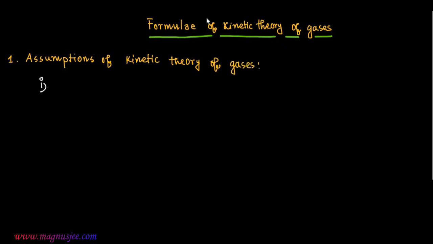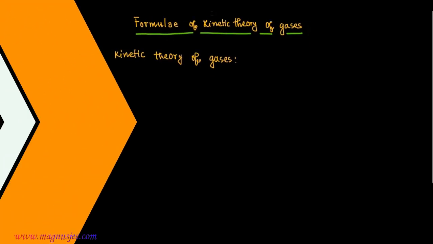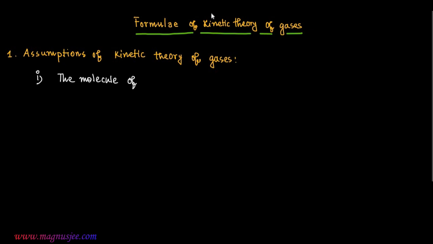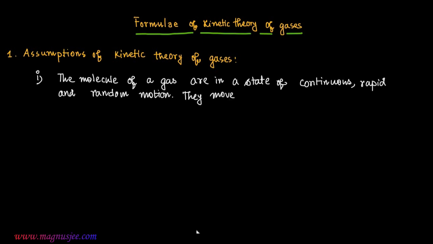Number one assumption is that the molecules of a gas are in a state of continuous, rapid and random motion. The molecules move in all the directions.